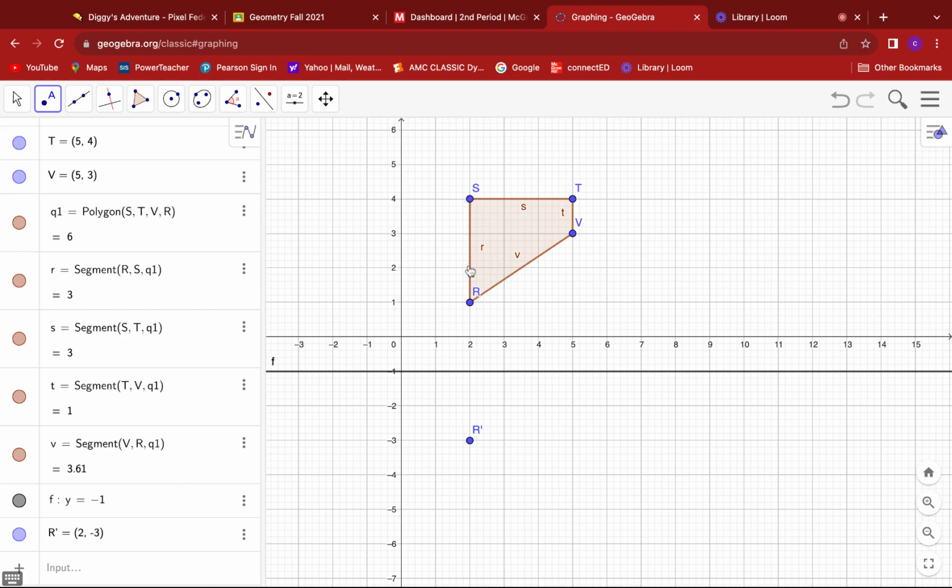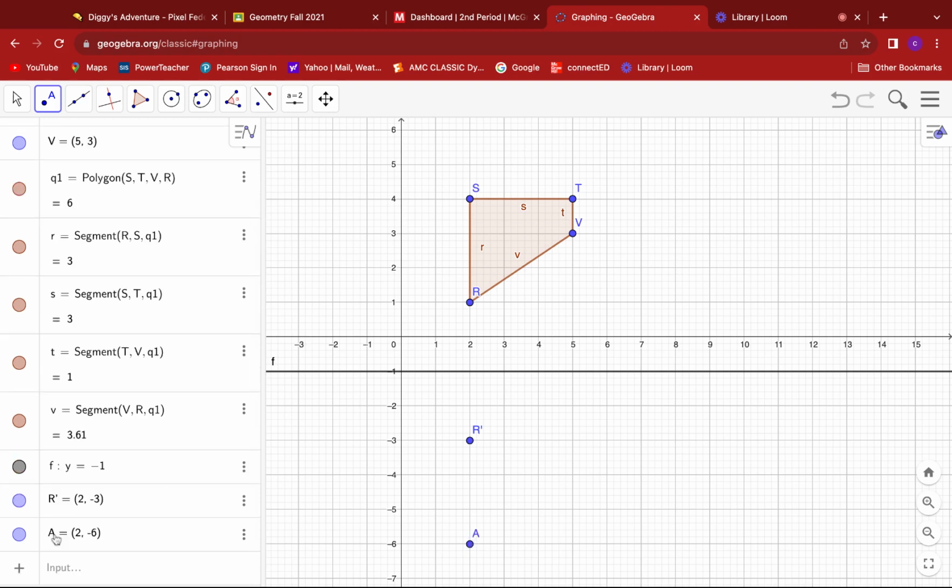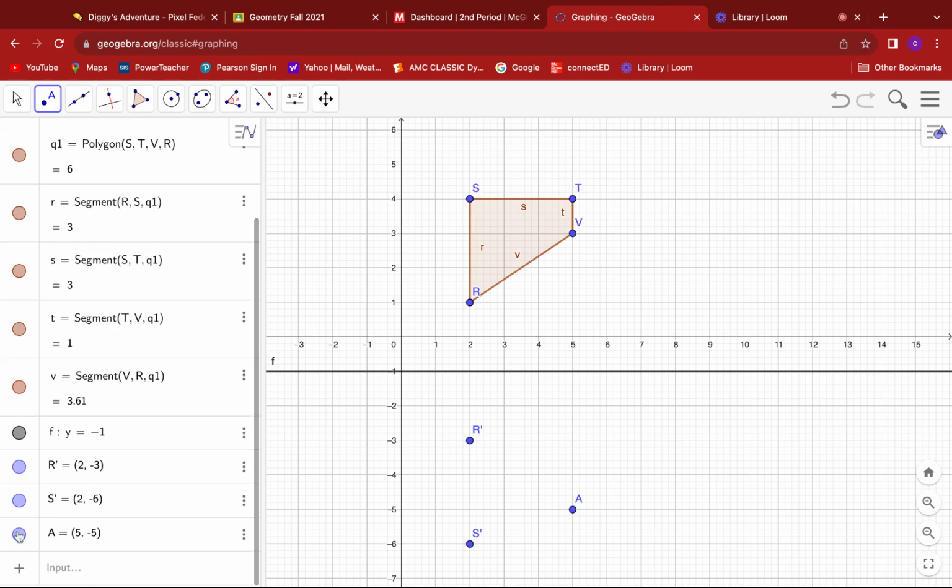S is 1, 2, 3, 4, 5 above. The new S will be 1, 2, 3, 4, 5 below. V is 1, 2, 3, 4 above. My new V will be 1, 2, 3, 4 below. I'm literally just counting blocks. D, 1, 2, 3, 4, 5 above. The new one is 1, 2, 3, 4, 5 below.